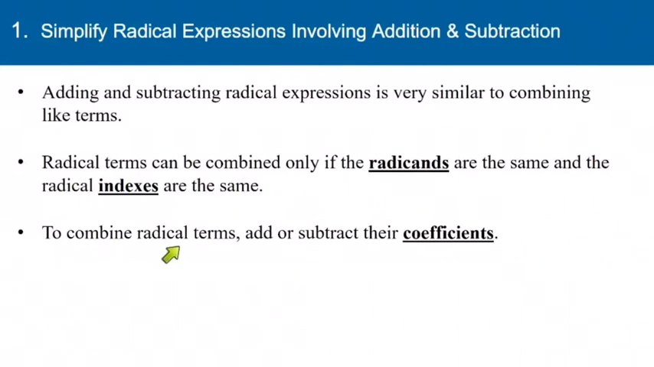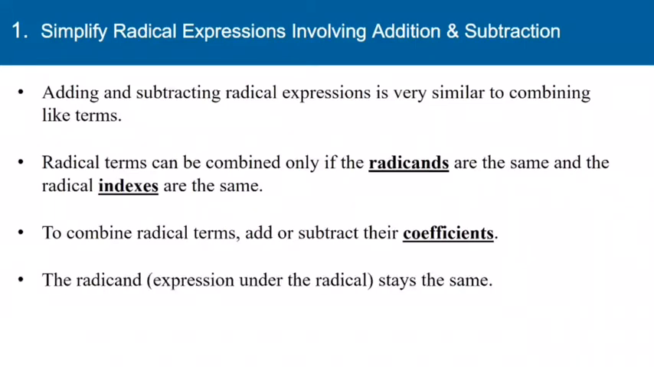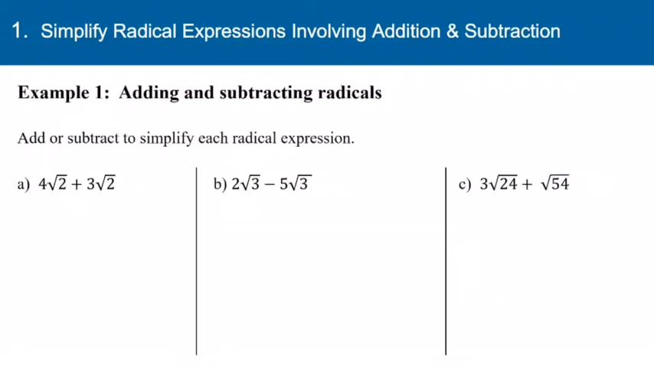And to combine radical terms, all we have to do is add or subtract their coefficients. Like I said, it's exactly the same as combining like terms. You just add or subtract the coefficients as required. And when you do that, the radicand and the index will stay the same. So here is an example for us. Let's take a look.